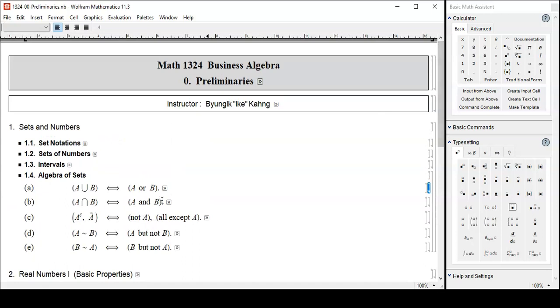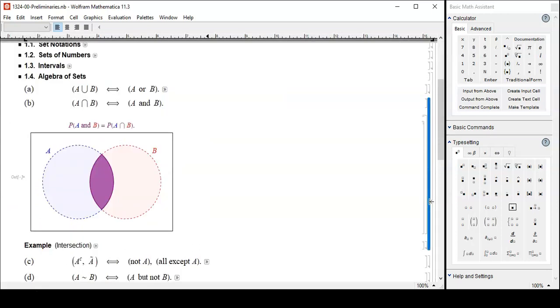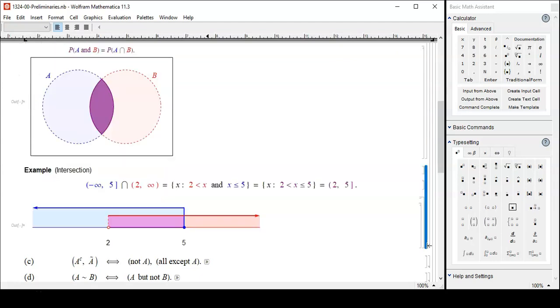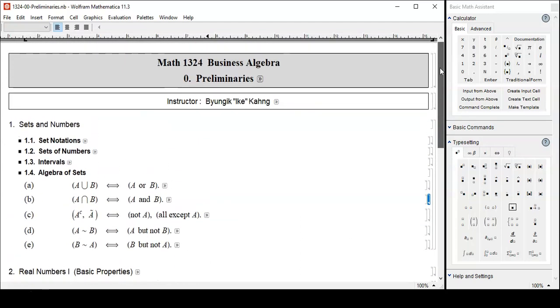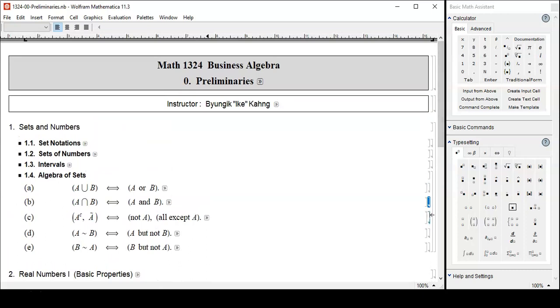Next, intersection notation. A and B, and makes it smaller. So it has to be inside A and also inside B, so only the middle part. Here's an example. So the intersection between this blue interval and red interval is only the middle part. So between 2 and 5, strictly greater than 2 and less than or equal to 5. So union and intersection.